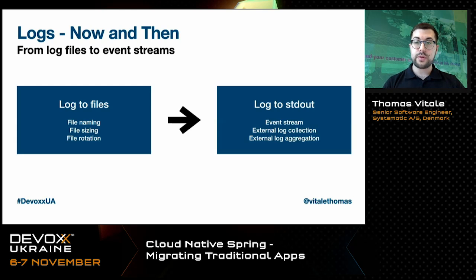But in the cloud, we do things differently. We log to the standard output, treating log messages as events. We have an event stream through the standard output, and then it's external tools that take care of collecting those logs and storing them safely.